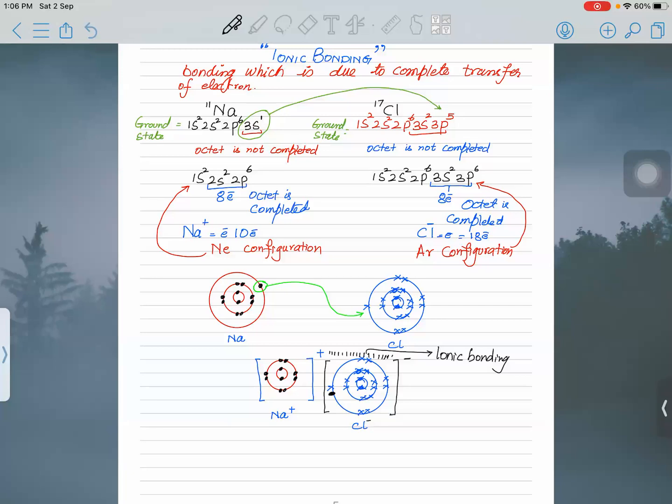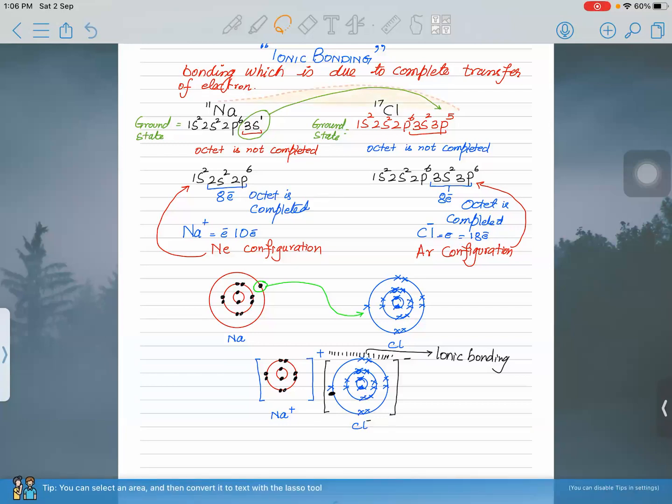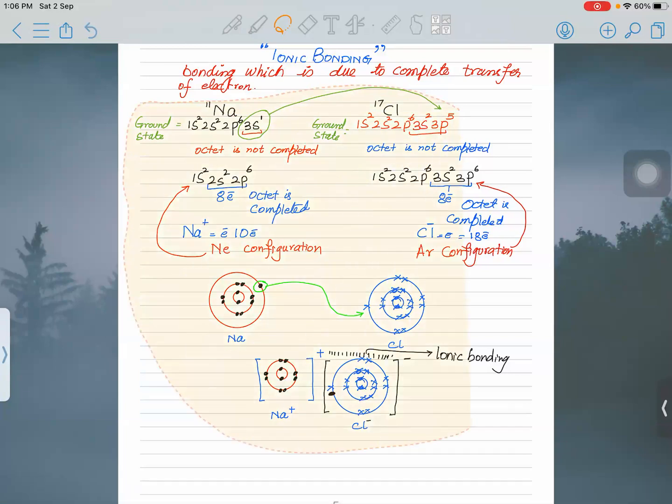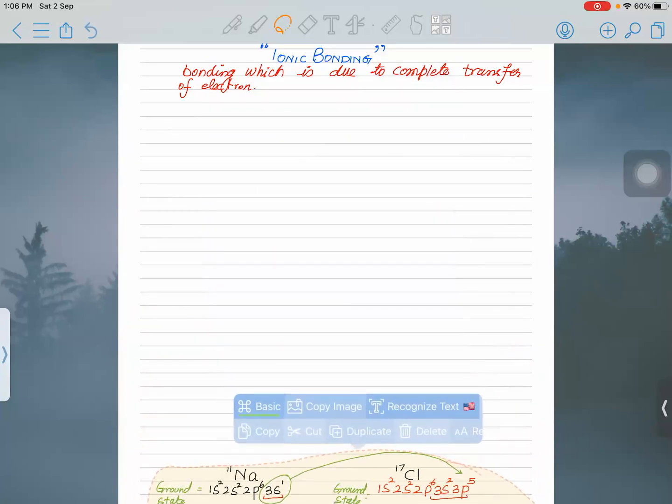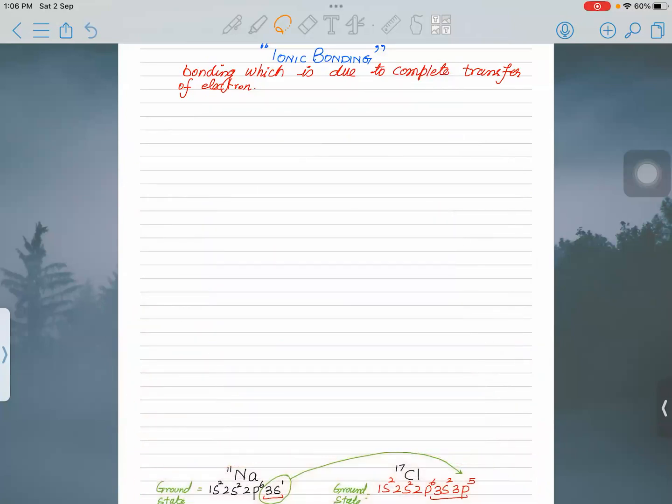Exactly. Now, write a few points for ionic bonding. First is, what is ionic bonding? Ionic bonding is due to complete transfer of electron. This is your first point.